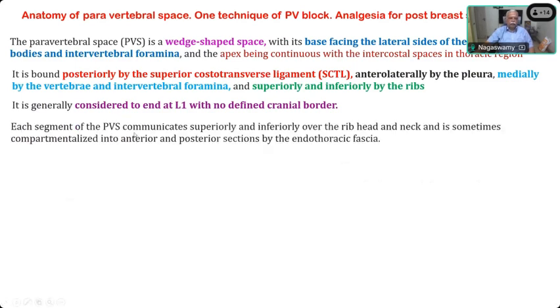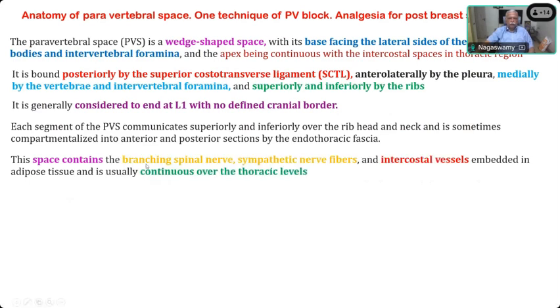Each segment of the paravertebral space communicates superiorly and inferiorly over the rib head and neck. It is compartmentalized into anterior and posterior sections by the endothoracic fascia. That is the reason why you cannot always rely on a single-site block alone. Sometimes you have to select 3 or 4 spaces and do multiple injections to achieve adequate analgesia and block. By giving a large volume, you can try to block multiple segments, but it is always safer to select and do multiple punctures and multiple blocks.